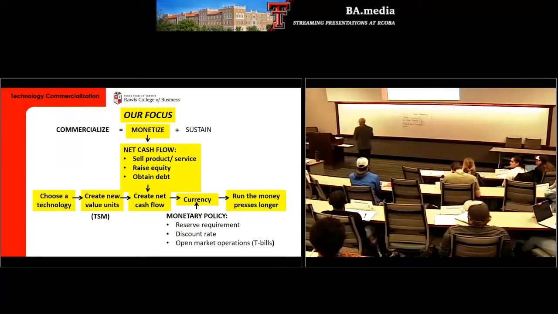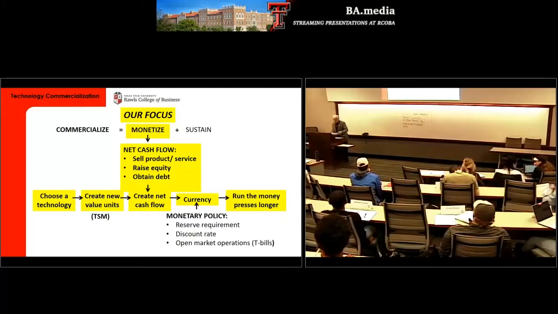Now, what we're going to do is walk through how the super widget gets created.